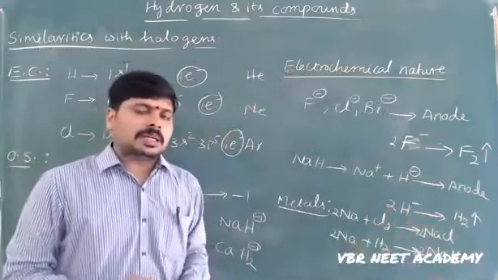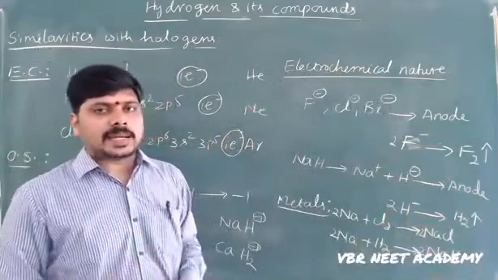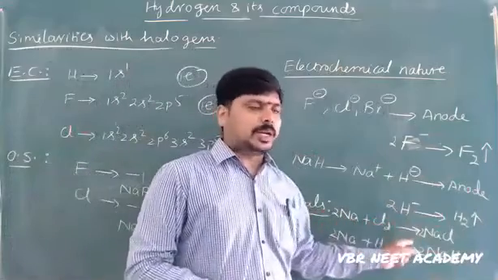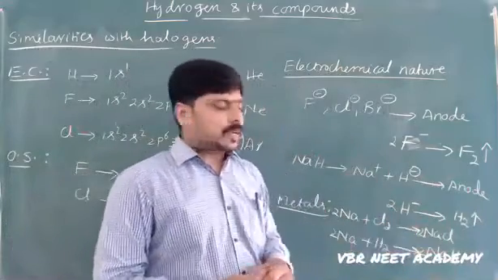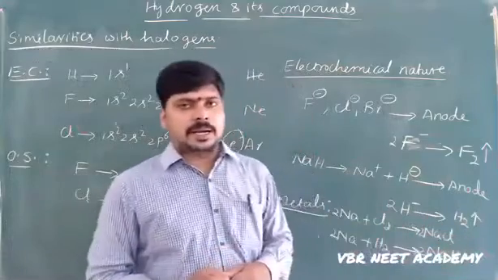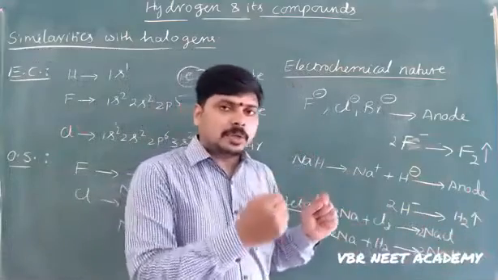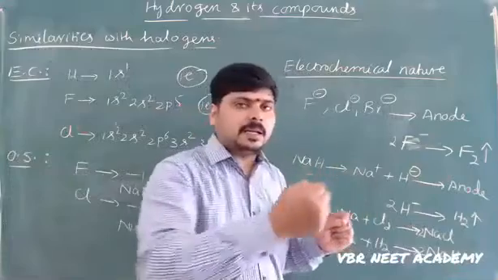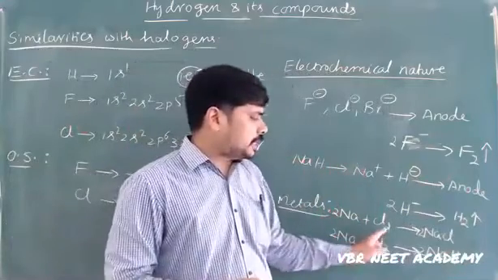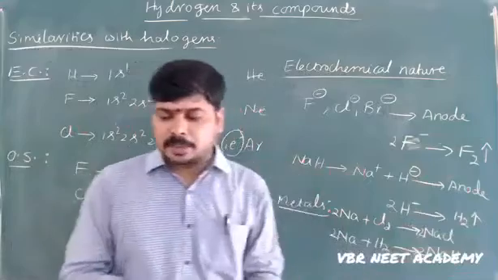So how are the halogens reacting with a metal? In the same way, calcium with chlorine gives CaCl2, whereas calcium with hydrogen gives CaH2, calcium hydride. In the same way our hydrogen is also going to be reacting. So that's the similarity we can say.